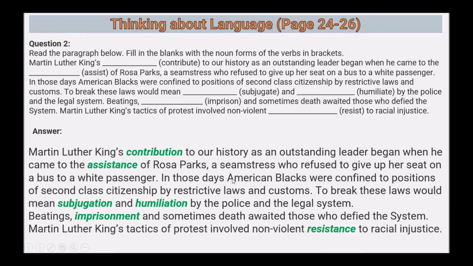In those days, American blacks were confined to positions of second-class citizenship by restrictive laws and customs. To break this law will mean subjugation and humiliation by the police and the legal system. Beatings, imprisonment, and sometimes death awaited those who defied the system. Martin Luther King's tactics of protest involved non-violent resistance to racial injustice.